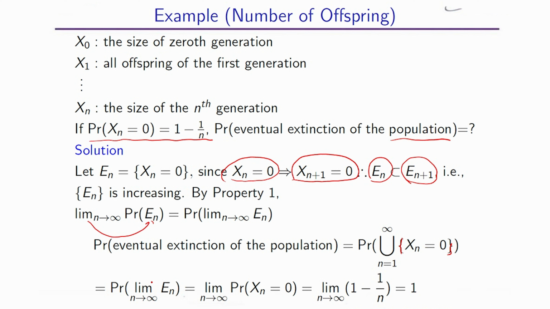And for the limit of E_n, because we know that this is an increasing event, we can move the limit outside of the probability by property 1. So that is the limit of 1 - 1/n. So when n goes to infinity, this limit becomes 1. So that means eventually the population will become extinct.